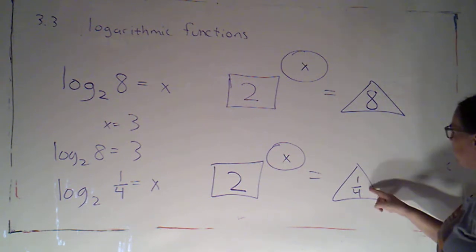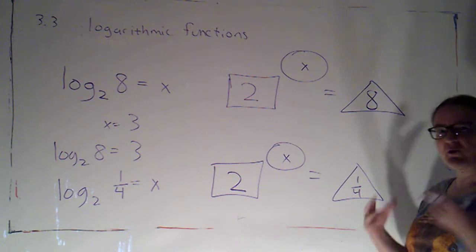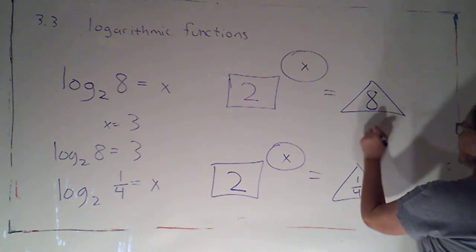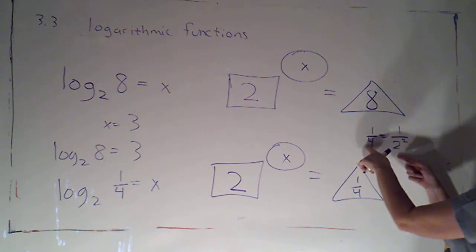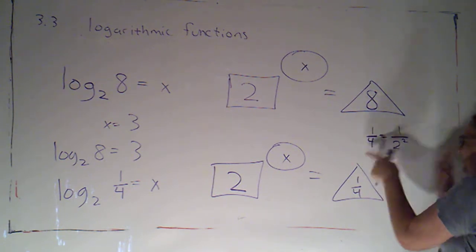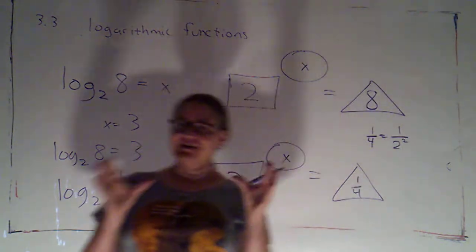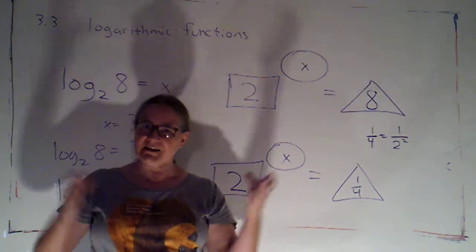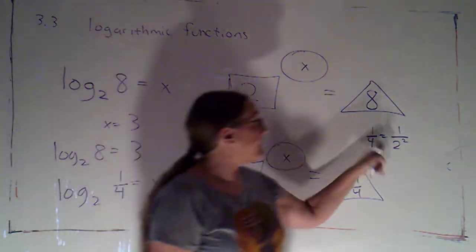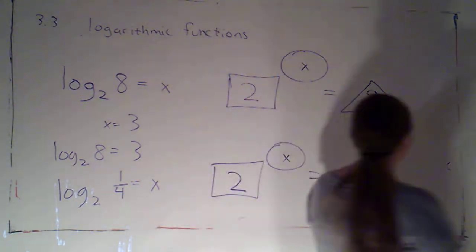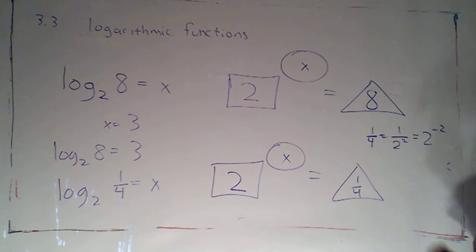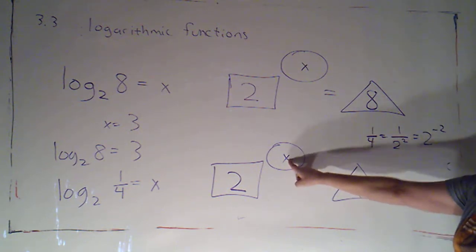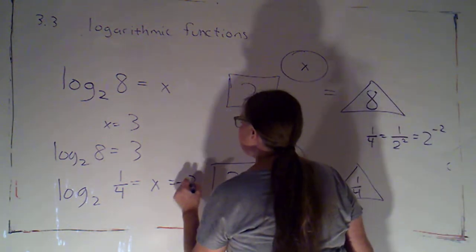Okay. Well, it might help to actually rewrite this a little bit. 1/4, I know that's 1 over 2 squared. Okay. I don't have to work with the whole fraction. I can just look at the denominator and say that denominator, that's a power of 2. That's 2 squared. But because it's in the denominator, that means that's 2 to the negative 2. And so then I can see that exponent there is going to be negative 2.